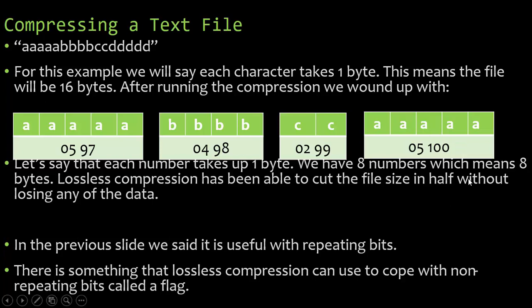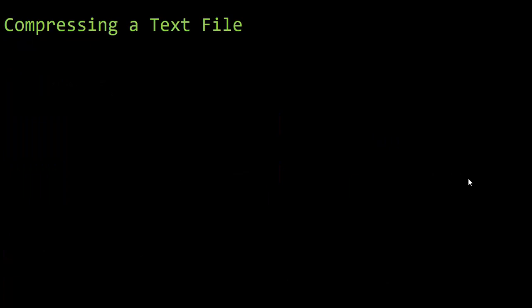Now, in the previous slide, we said it's useful with repeating bits, but there's something that lossless compression can use to cope with non-repeating bits, and this is called a flag. Now, if you're in 9608 computer science, they did not cover this next part that we're about to talk about.